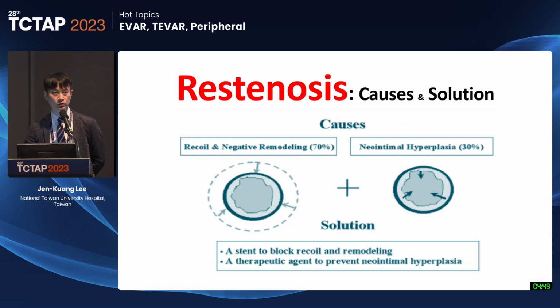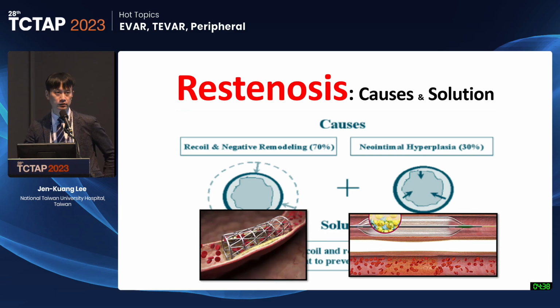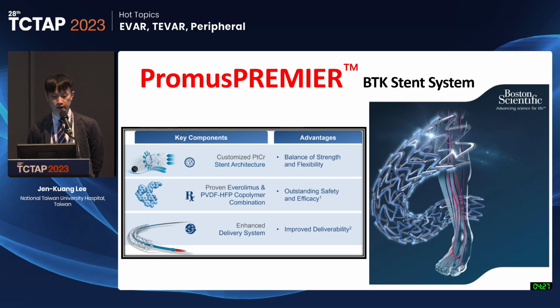There are two issues that we need to clarify. The first is neointimal hyperplasia. The second is the recoil and negative remodeling. So for both of these, from the idea of coronary artery disease, the drug-eluting stent should be the choice that we are going to pursue. So that's the idea from our country for why we want to do this with the Performance Premier, the BTK stent system.